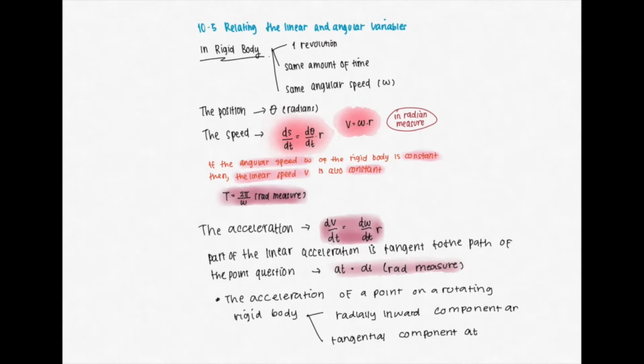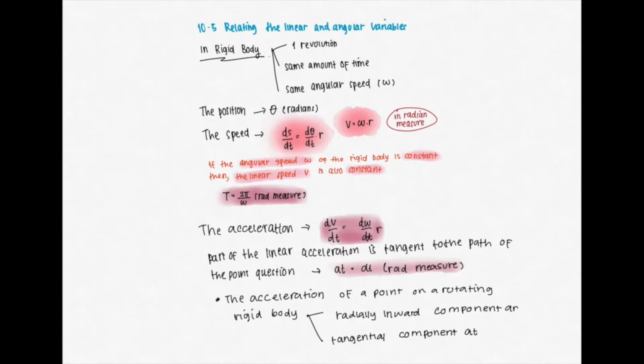So, the first one is the position. The angle here must be measured in radians. If a reference line on a rigid body rotates through an angle, a point within the body at the position r from the rotation axis moves a distance s along a circular arc.